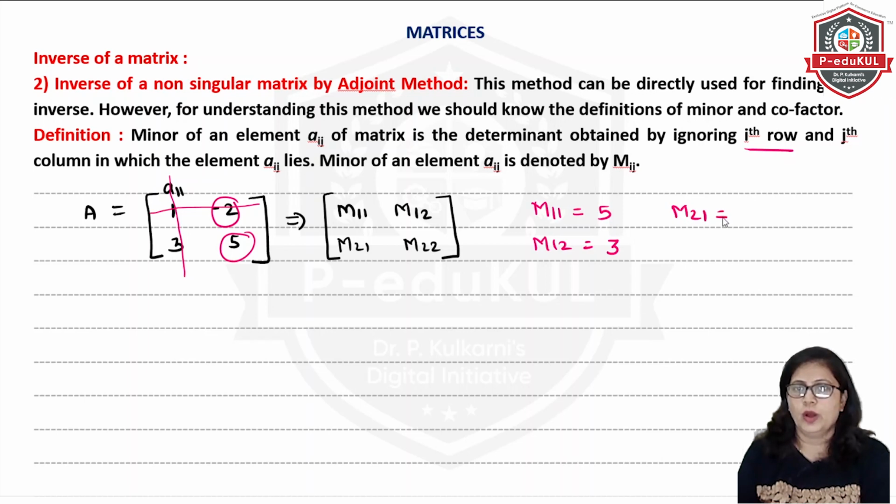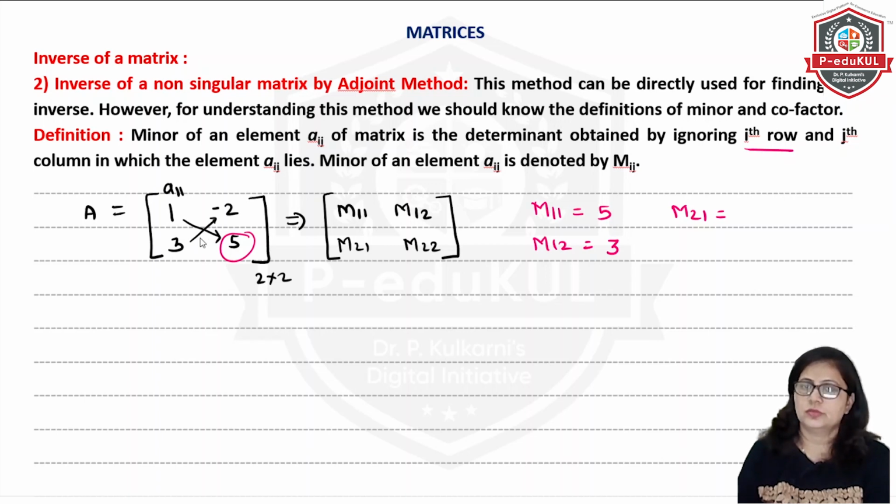Then for M21, I'll erase these lines. So simply, for a matrix of 2 by 2 order, diagonally opposite elements are minors of each other. Simple trick. Diagonally opposite elements are minors for the matrix of 2 by 2 order. So here for 1 the minor is 5. For -2 the minor is 3. For 3 the minor is -2 and for 5 the minor is 1. So it is very simple for a 2 by 2 matrix.